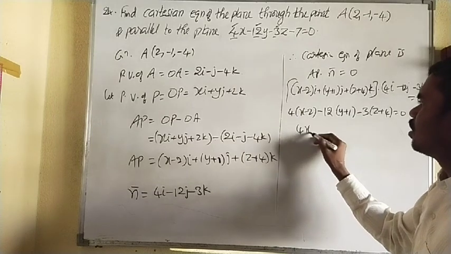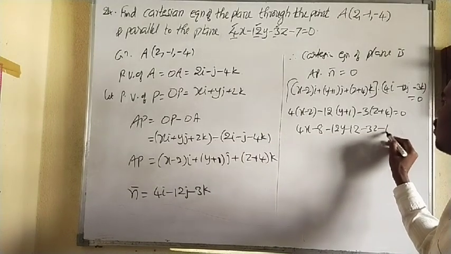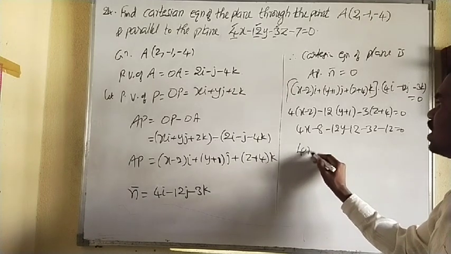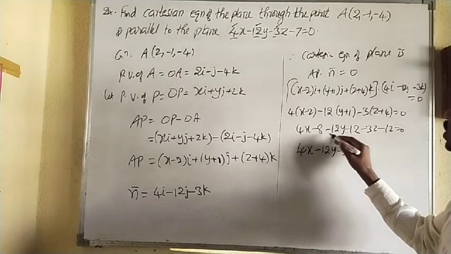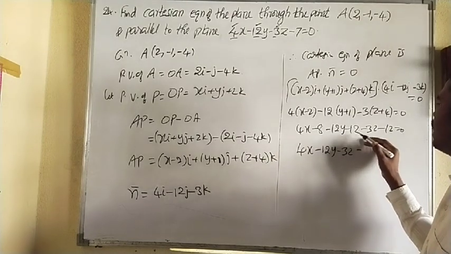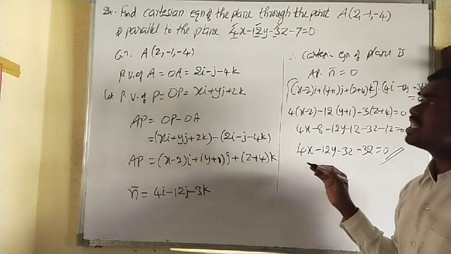4x - 8 - 12y - 12 - 3z - 12 = 0. So the equation is 4x - 12y - 3z, and the constant terms 8, 12, 12, that is 32, equal to 0. This is the answer. Okay, this can be done in the vector method.